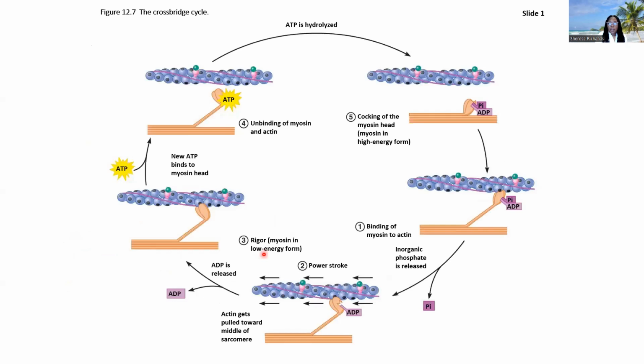And so now we can think about cross-bridge cycling. So we start off with the ATP hydrolyzed. So here we're in the high energy form.